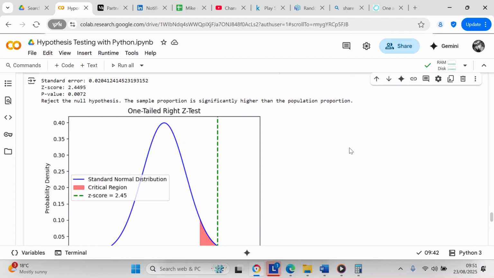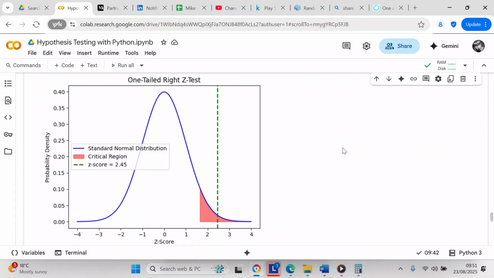So you've got your standard error of 0.0204. You've got your z-score of 2.4495. You've got your p-value of 0.0072. So the p-value is less than the alpha of 0.05. That means you reject the null hypothesis. The sample proportion is significantly higher than the population proportion.